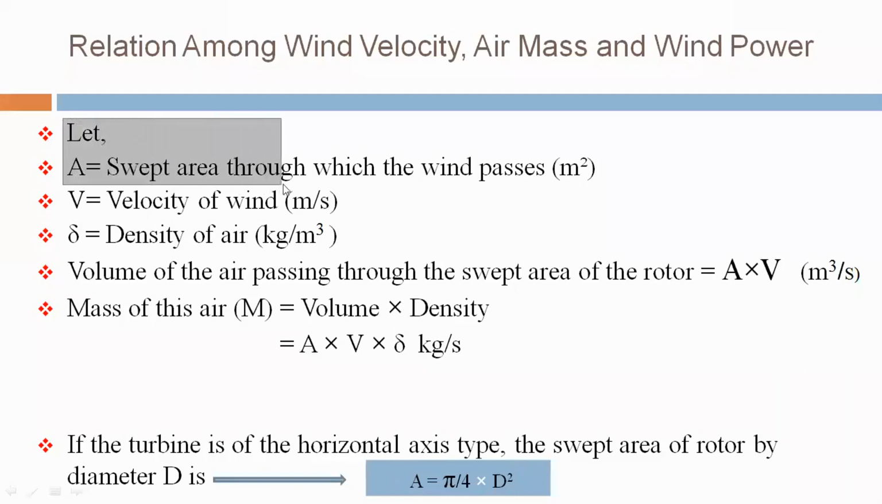A is equal to swept area through which the wind passes, in meter square. V is equal to velocity of wind, in meter per second. And here delta is density of air, in kilogram per meter cube.